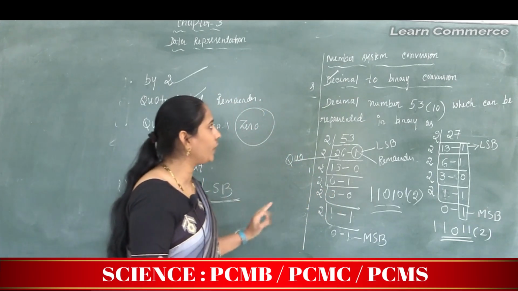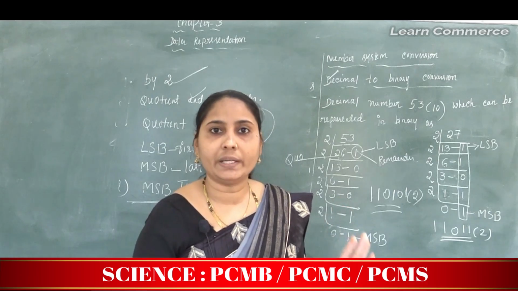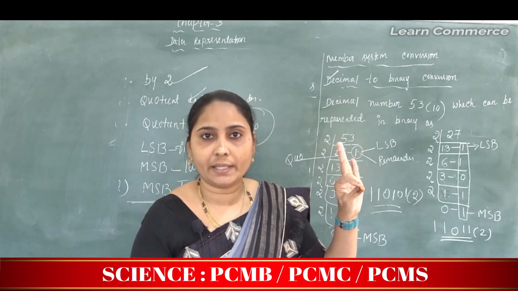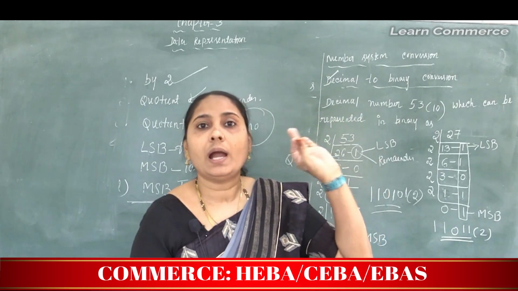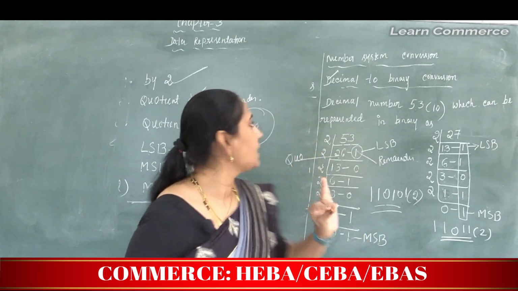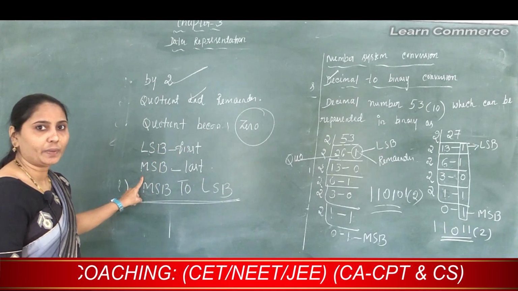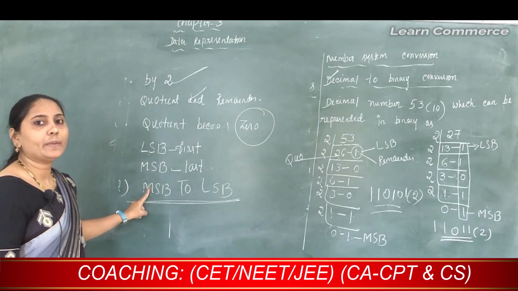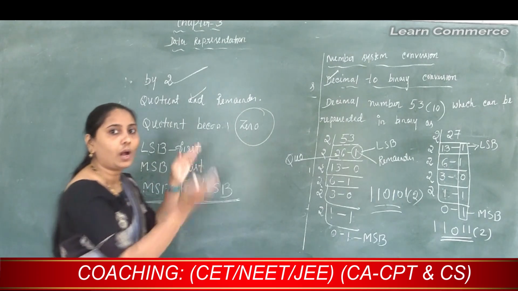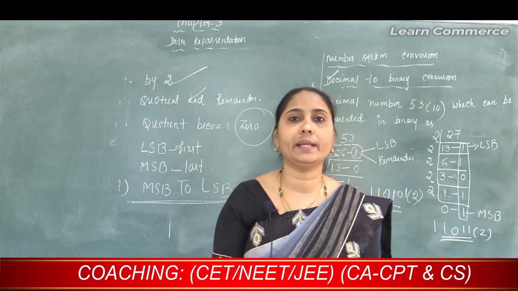The conversion from decimal to binary. You know the steps now, right? Any number, divide by 2, note the quotient and the remainder. Then repeat step 1 and step 2 until the quotient becomes zero. The first remainder is called the LSB, the last remainder is called the MSB. And we write from MSB to LSB, down to up. So this is the answer for the decimal to binary conversion.